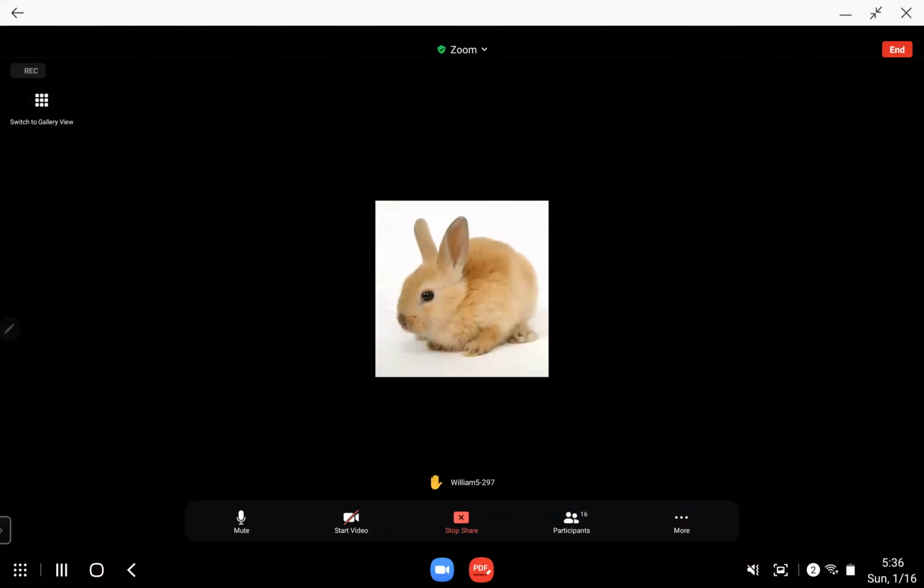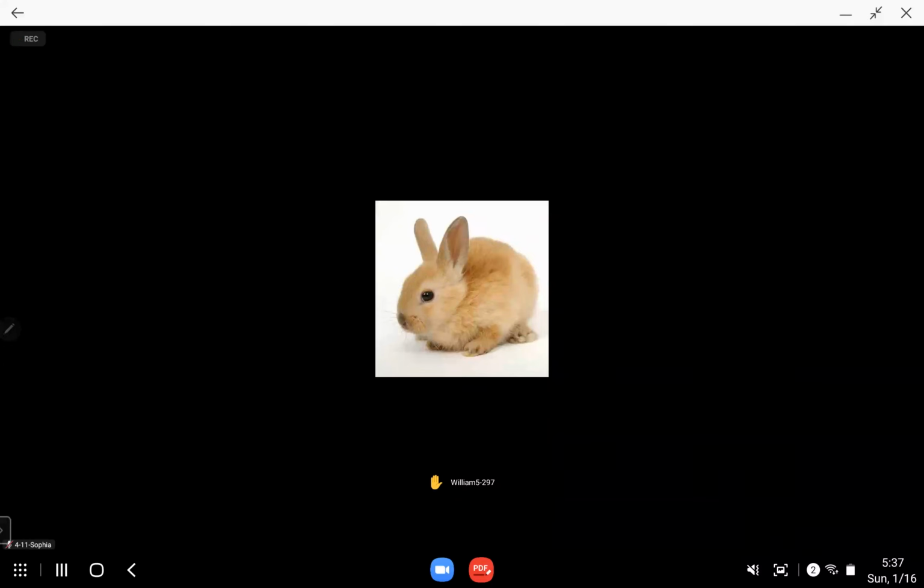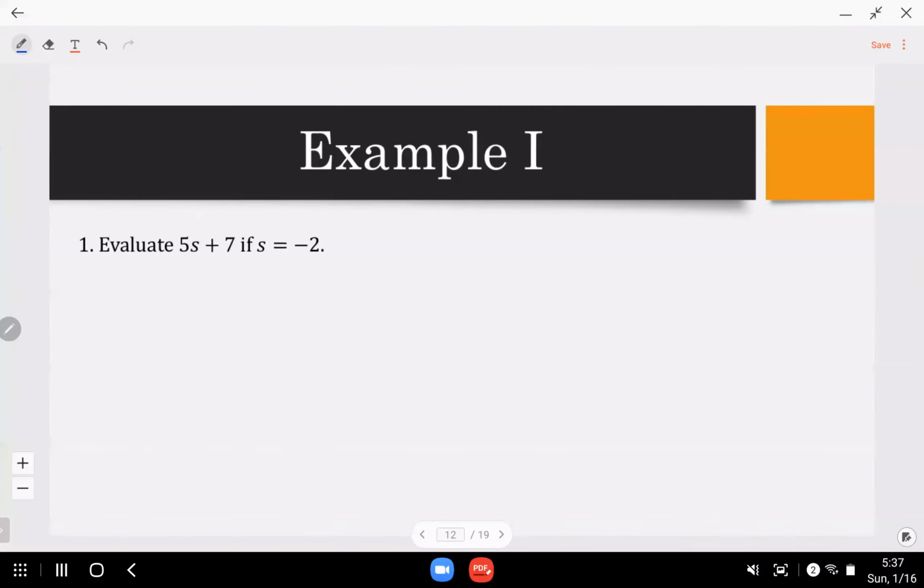Very good. Substitute -2. And I also see that William is raising his hand. Is that what you also wanted to say, to substitute s with -2? Yeah, that's correct. Very good. So if you substitute s for -2, since they're both equal, you can use them interchangeably. It's going to be -10 plus 7, which is equal to -3. So that is how we evaluate this. Are there any questions on how I evaluated this?